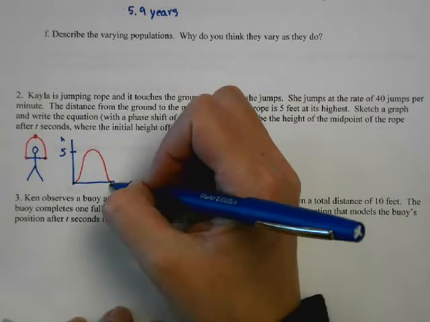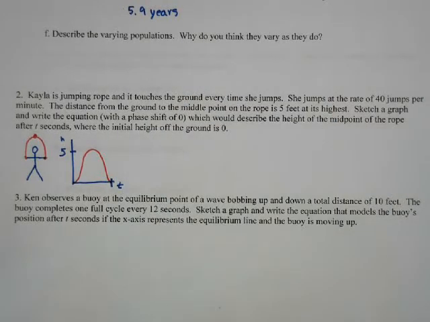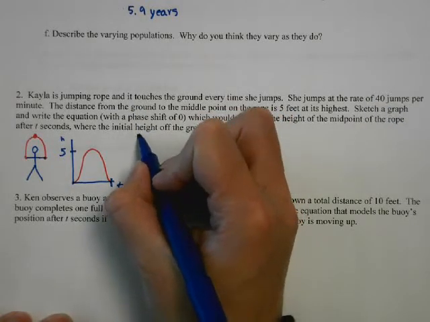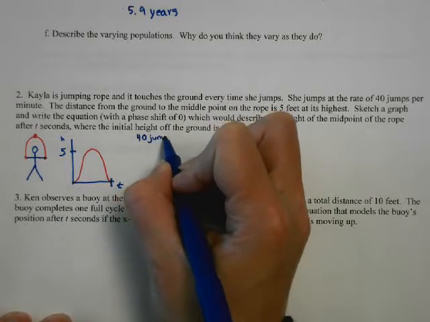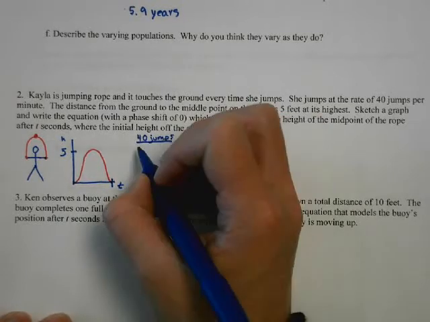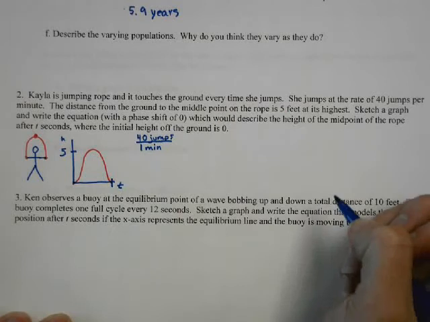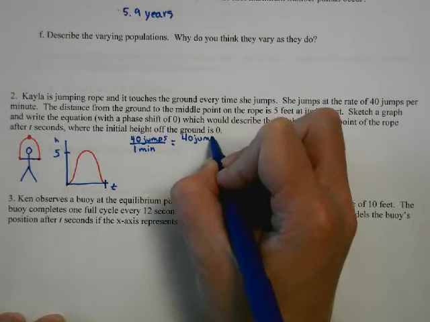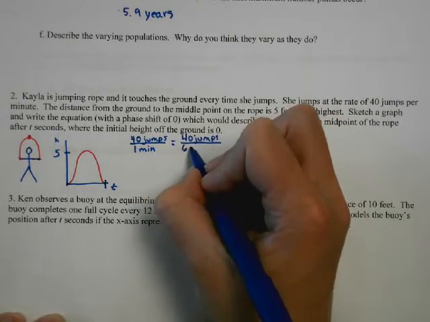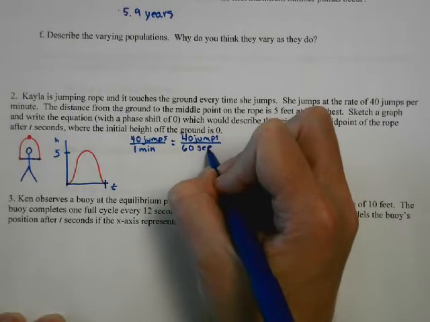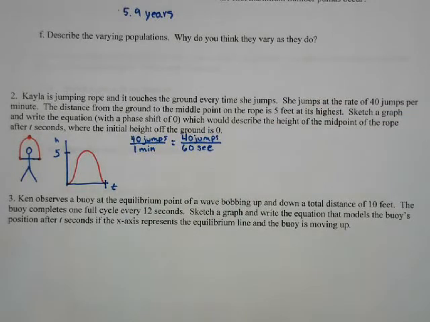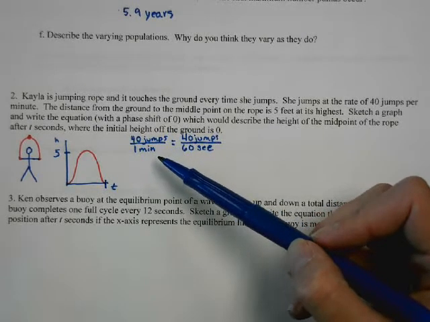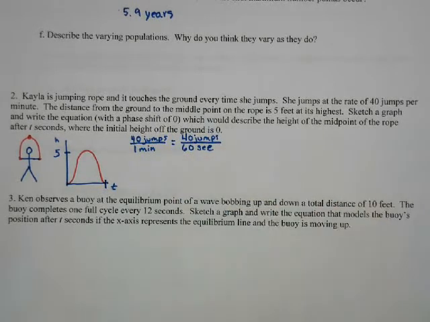What we don't know is how long it takes to complete one cycle. What we have is 40 jumps in 1 minute, which is going to equal 40 jumps in 60 seconds. This is what's called a frequency. A frequency is the number of cycles in a set amount of time. Period is the time it takes for one cycle.